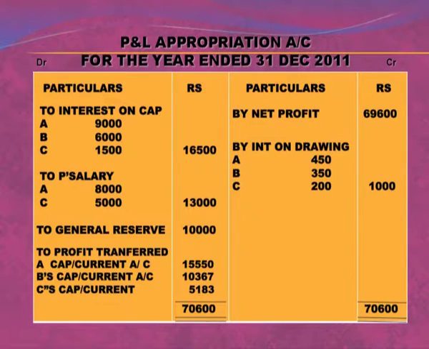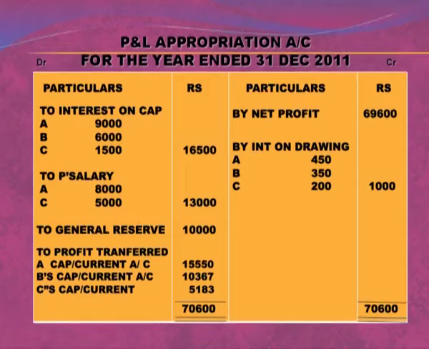and 5,000. We will write this on the debit side, that is, the total is 13,000. It was also mentioned in the question, transfer 10,000 to general reserve. Now move to the credit side. Net profit was given as 69,600 and interest on drawings was given on A, B, C, as you can see in the question, 450, 350 and 200, which we have written in this format, and the total amount is 1,000.